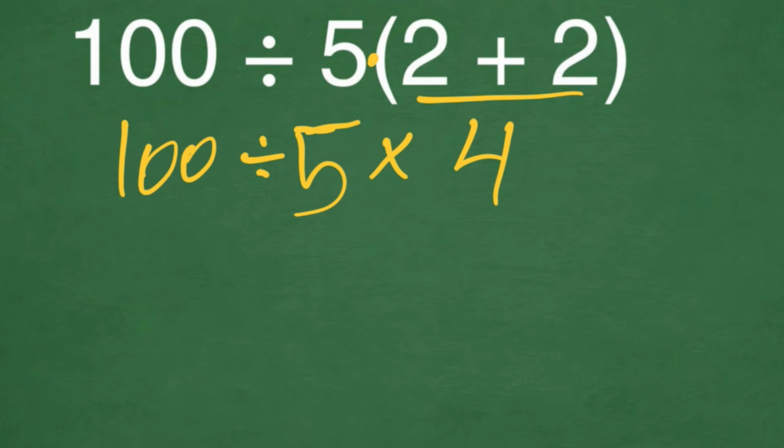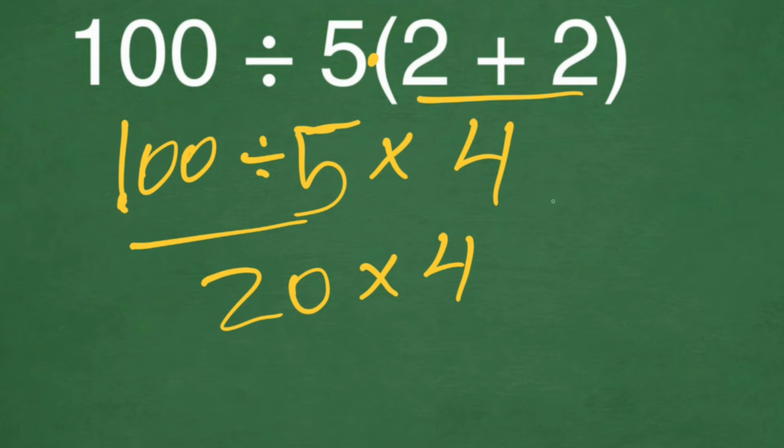And now we are going to do the division, right? Because they both have equal priority, and we are going to do them left to right. So 100 divided by 5 gives us 20, and 20 times 4 is equal to 80. And the final answer to this question is 80.